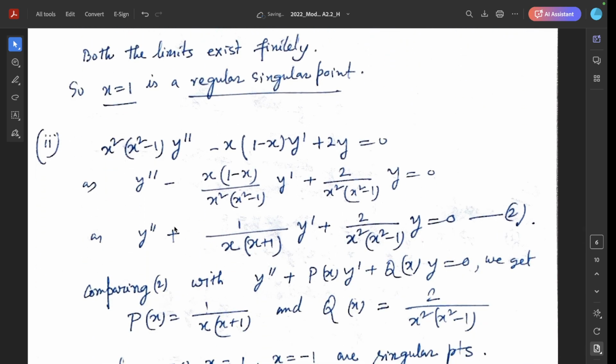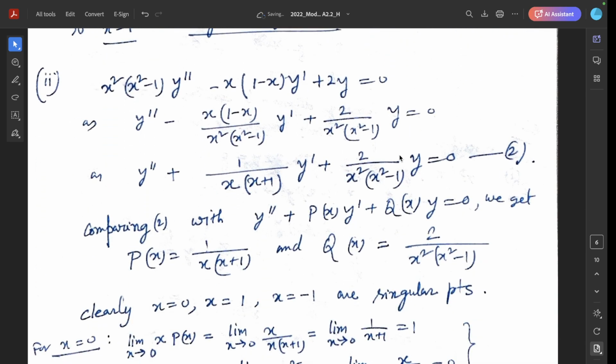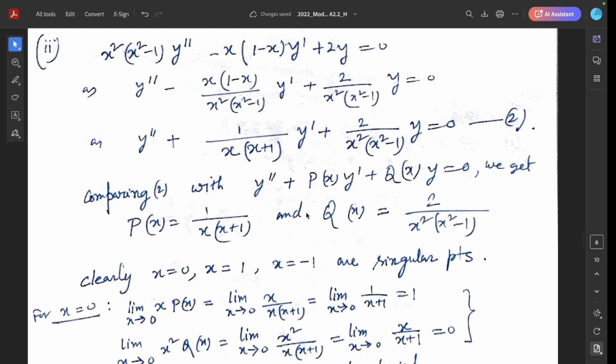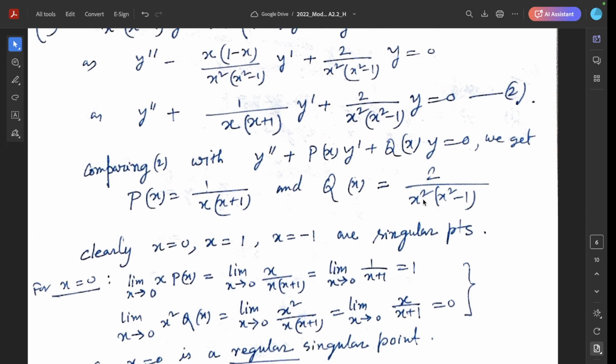Next, the second differential equation in standard form is this, equation 2. Comparing, we get p(x) equal to 1 by x into (x plus 1) and q(x) equal to 2 by x square into (x square minus 1). Clearly, x equal to 0, x equal to 1, and x equal to minus 1 are three singular points of this differential equation.